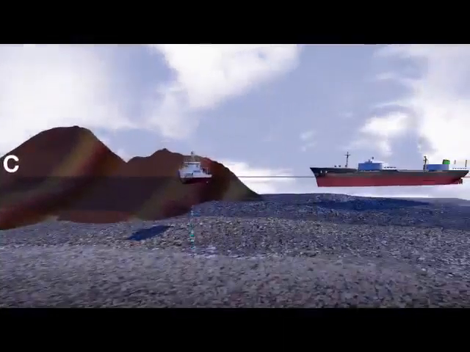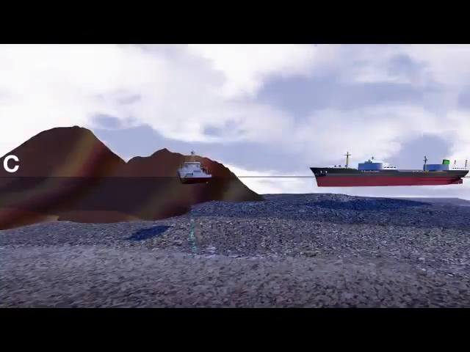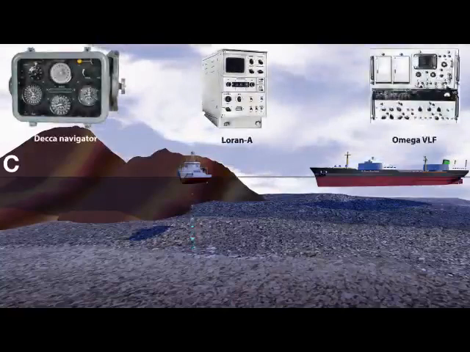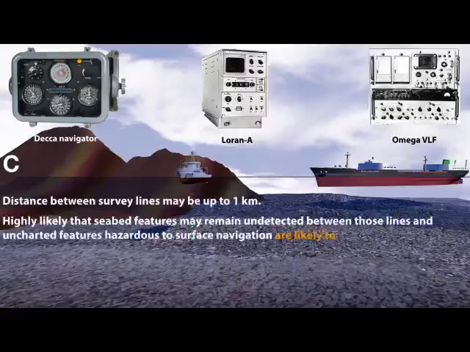CATZOC C surveys used pre-satellite equipment. Hyperbolic positioning systems such as DECCA, LORAN-A, and OMEGA were commonly used. This resulted in large distances between the survey lines of up to 1 kilometer. It is likely that seabed features will remain undetected in these areas, and uncharted features hazardous to surface navigation are likely to exist. These areas may be considered inadequately surveyed.